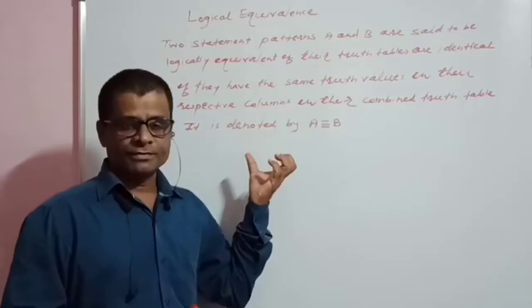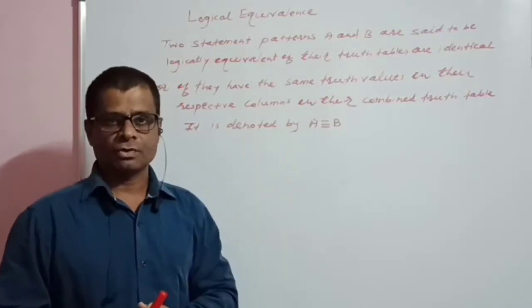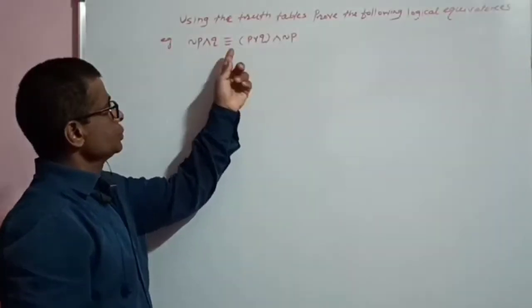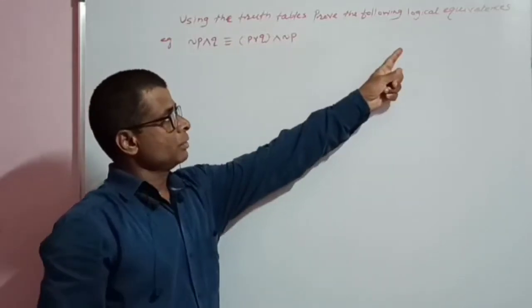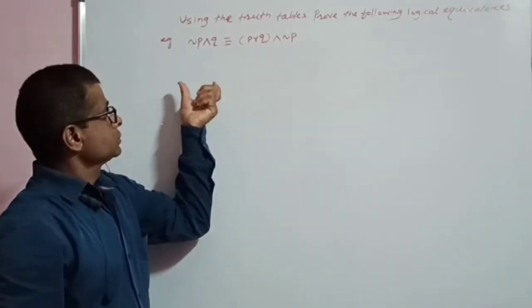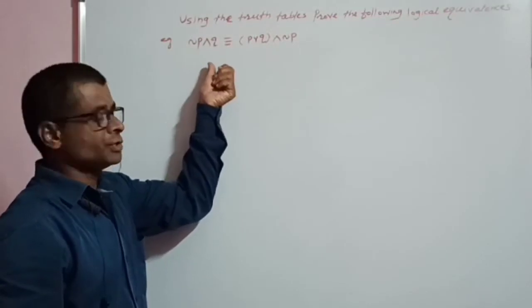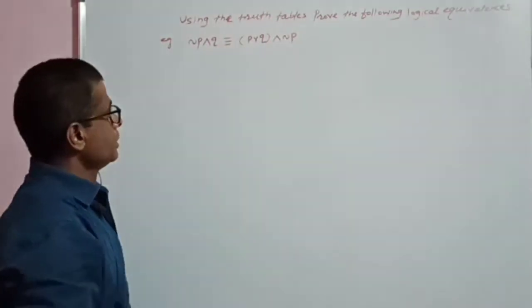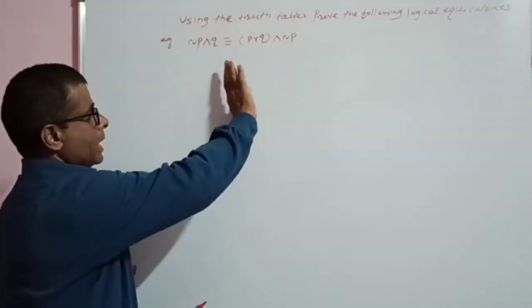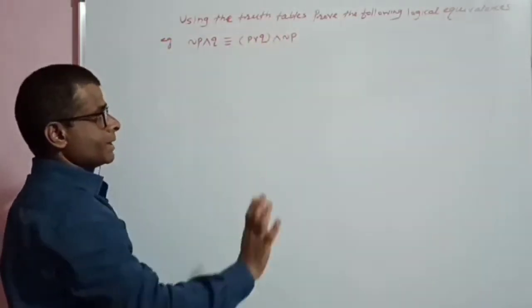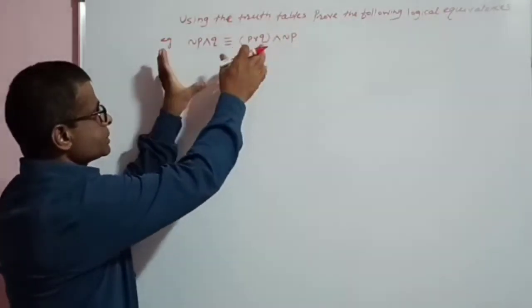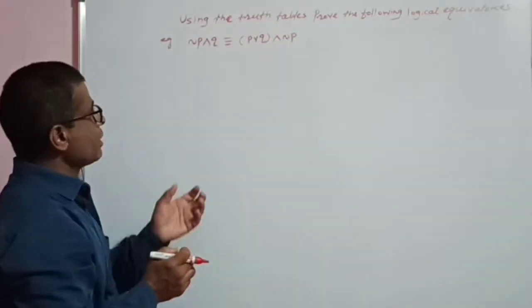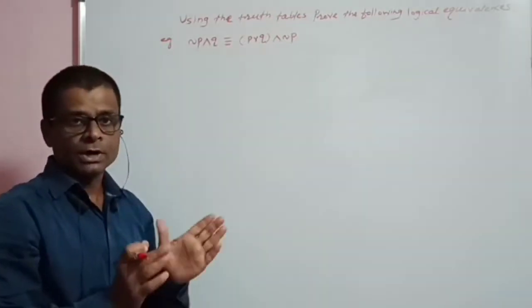Now, by referring to this definition, we are going to work out examples based on logical equivalence. Questions like this: using the truth tables, prove the following logical equivalences. The example is negation of (P conjunction Q) is logically equivalent to (negation of P) disjunction (negation of Q). On the left hand side one statement pattern is there, and on the right hand side one statement pattern is there. We have to show that the truth values of both the statement patterns are identical.